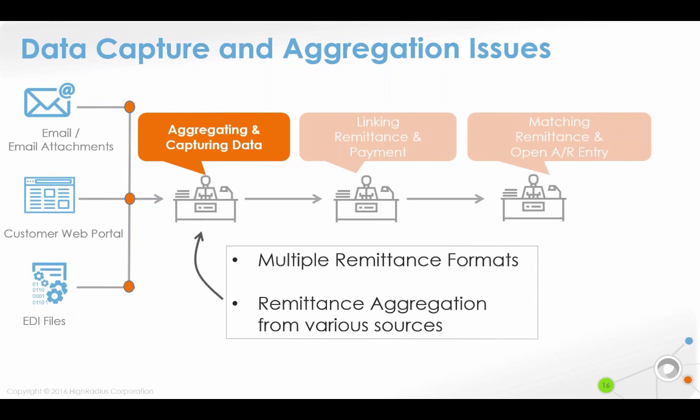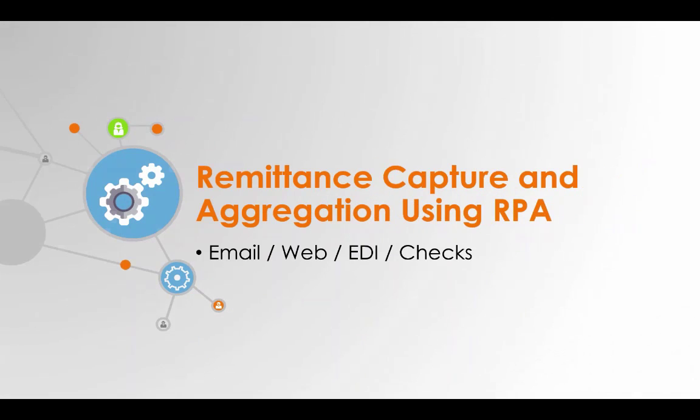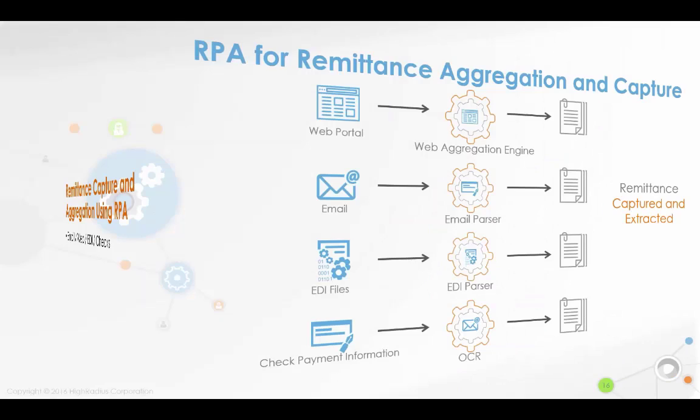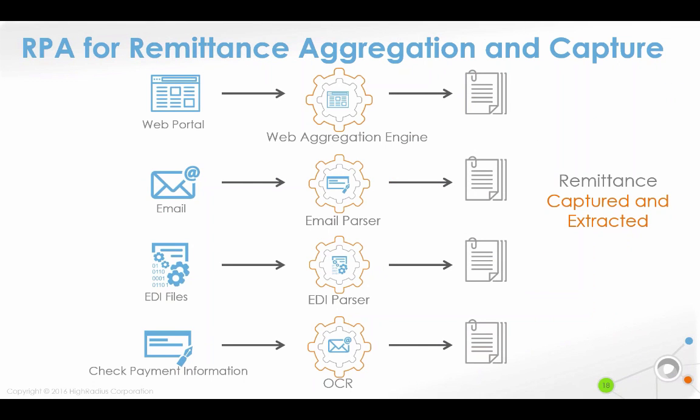So when we look at the actual automation piece and we say, well, how does remittance capture work with RPA? RPA is a series of tools. And these tools and these engines, these parsers, they all work with the native remittance type. So if it comes in as an email, then an email parser is going to be able to read that information, whether that remittance information comes in as part of the body of that email, or whether that remittance comes in as the attachment on the email.